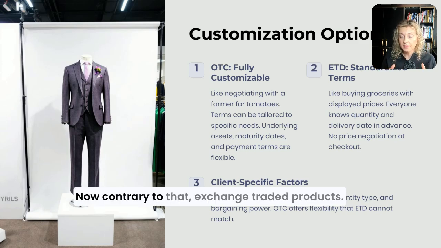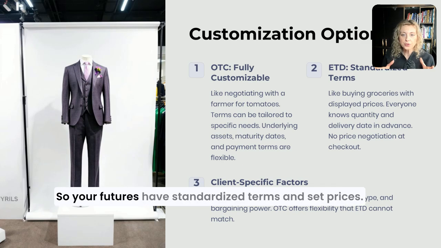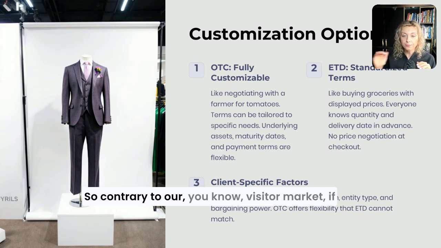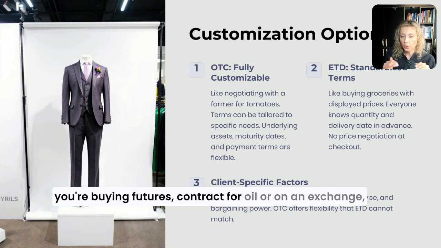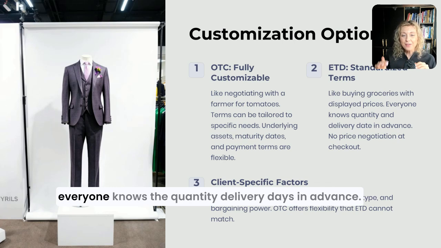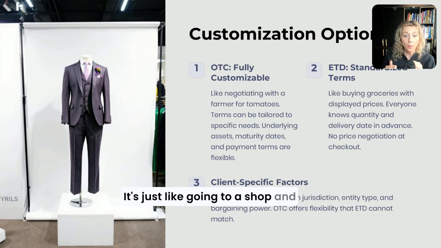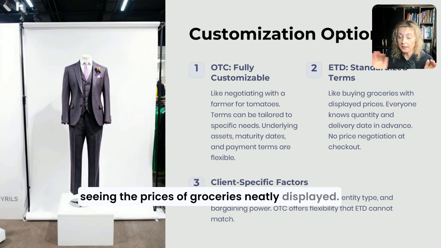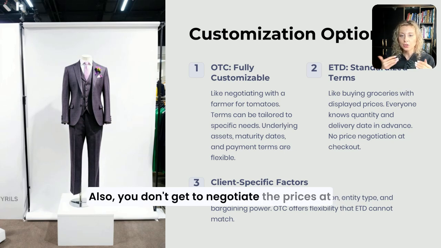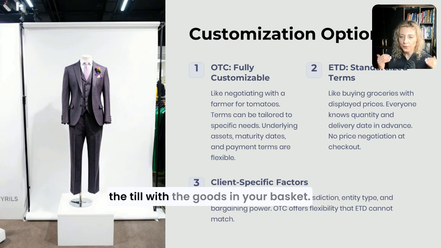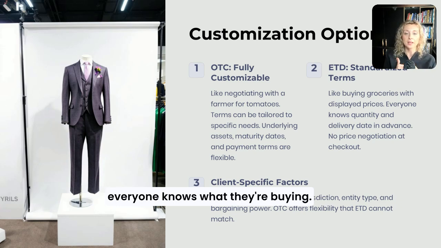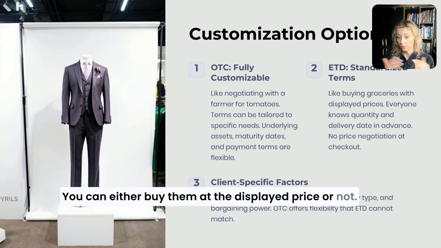Now, contrary to that, exchange traded products, so your futures, have standardized terms and set prices. So, contrary to our visit to a market, if you're buying a futures contract for oil on an exchange, everyone knows the quantity and delivery days in advance. It's just like going to a shop and seeing the prices of groceries neatly displayed. Also, you don't get to negotiate the prices at the till with the goods in your basket. So they're set, pre-arranged, and everyone knows what they're buying. You can either buy them at the displayed price or not.